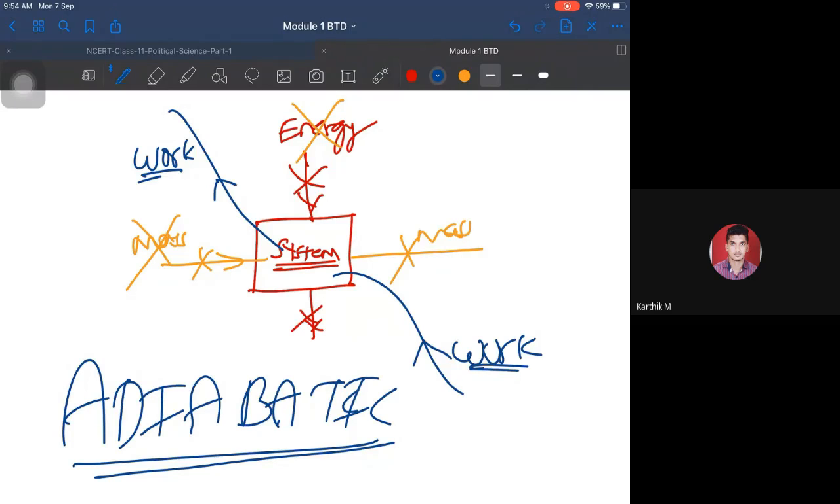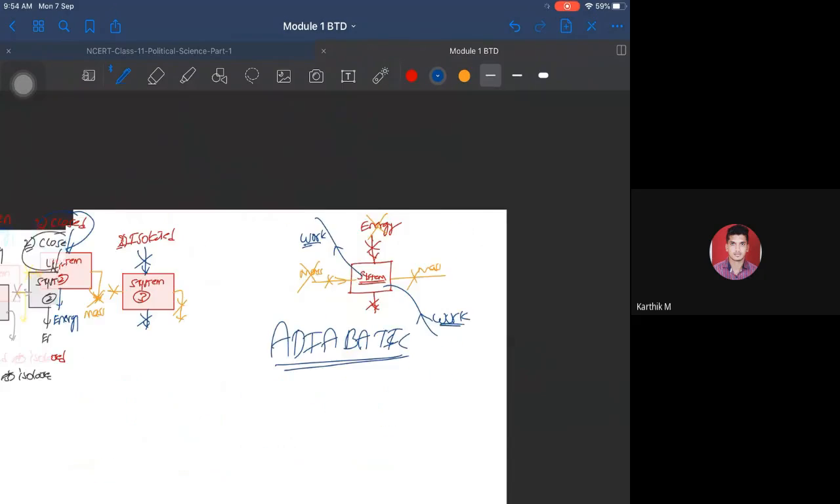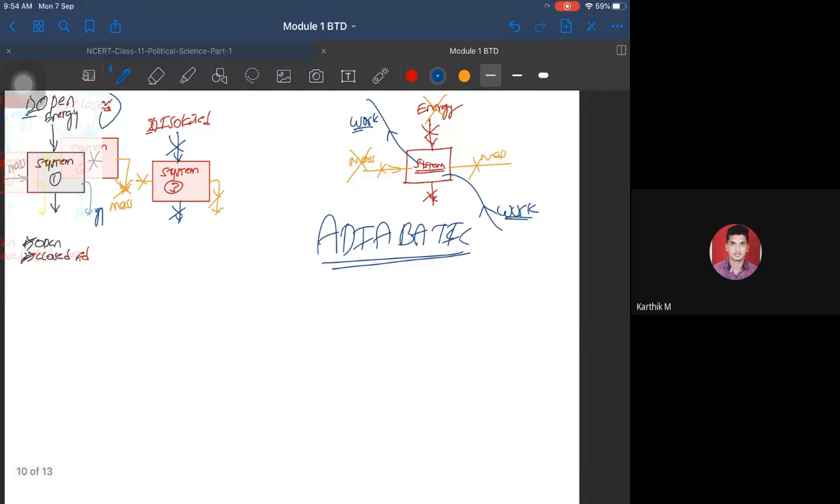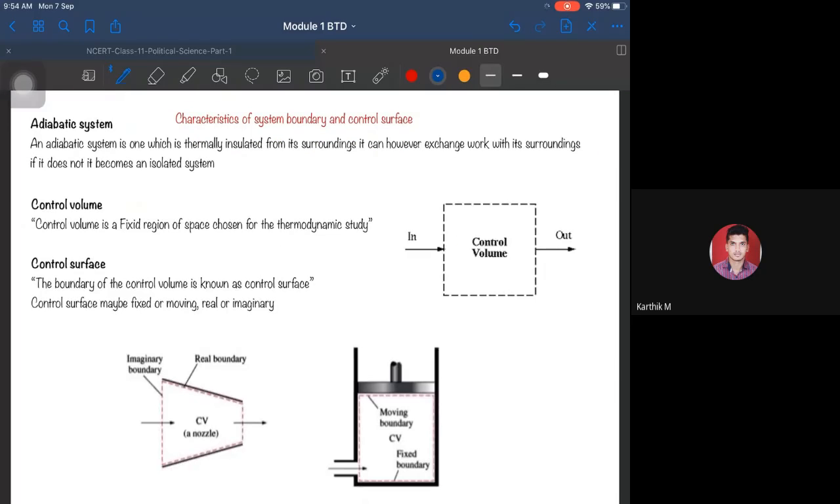Yes, sir. Okay, so kindly take down the definition. An adiabatic system is one which is thermally insulated from its surroundings. It, however, exchanges work with its surroundings. If it does not, it becomes an isolated system. That is what I have just explained to you. So just take the heading adiabatic system and these things.